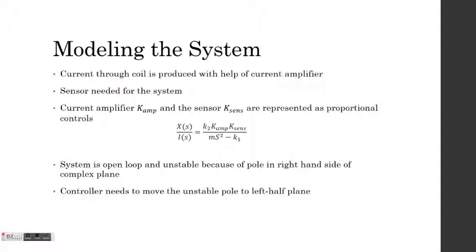The transfer function is an open-loop system and unstable because of the pole in the right-hand side. The controller needs to move the unstable pole to the left-hand plane in order to make the system stable.